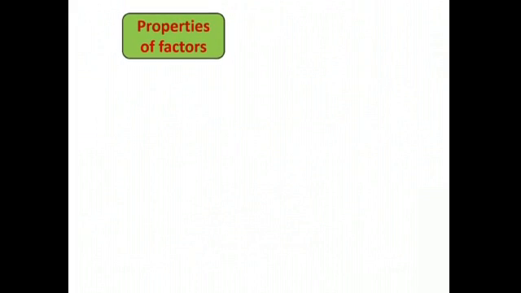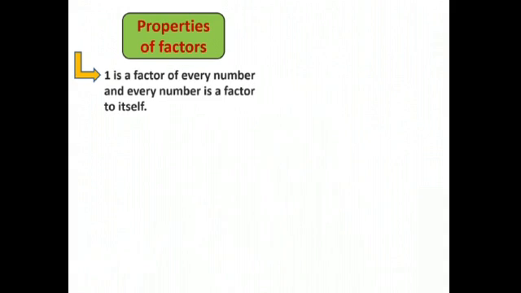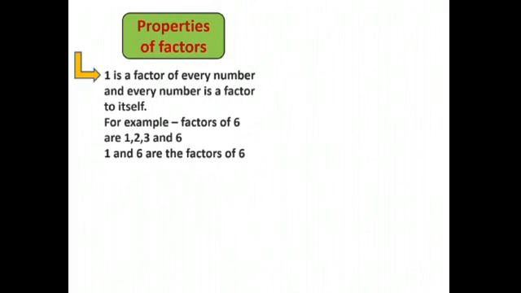Now coming to the properties of factors, the first property is 1 is a factor of every number and every number is a factor of itself. For example, factors of 6 are 1, 2, 3 and 6. Here you can see 1 is a factor of 6 and 6 is also a factor of 6. So 1 will be a factor of every number and the number itself will also be a factor. Here the number is 6, so it has 6 as a factor.